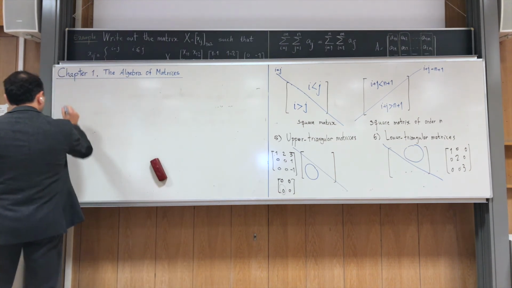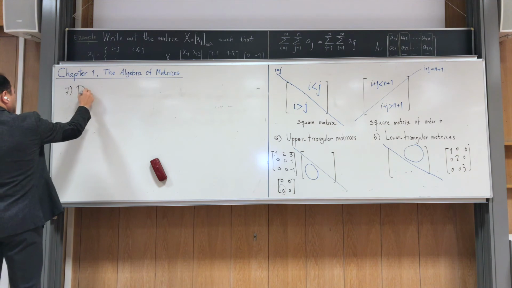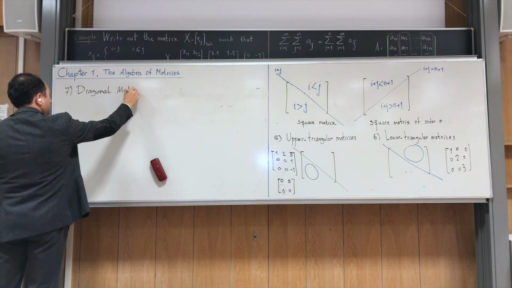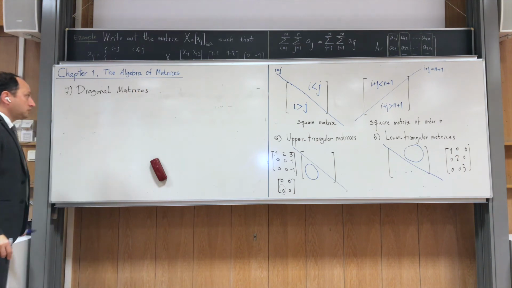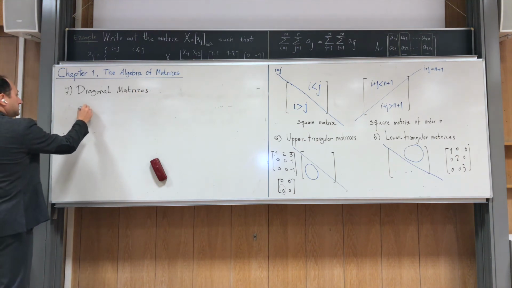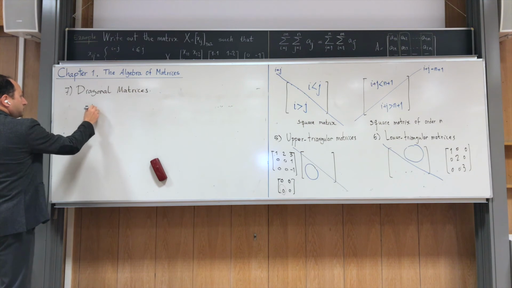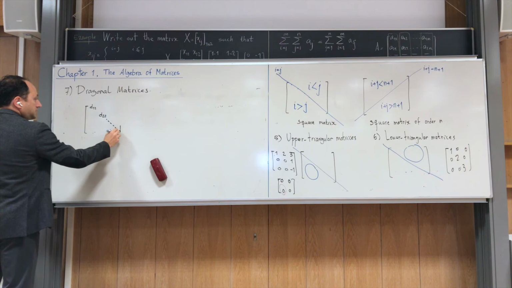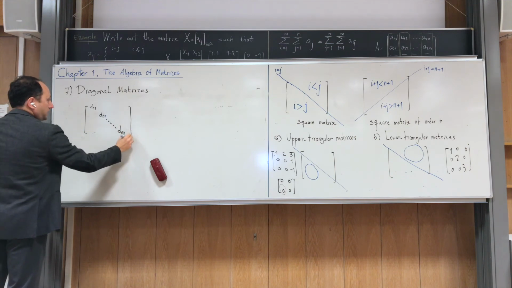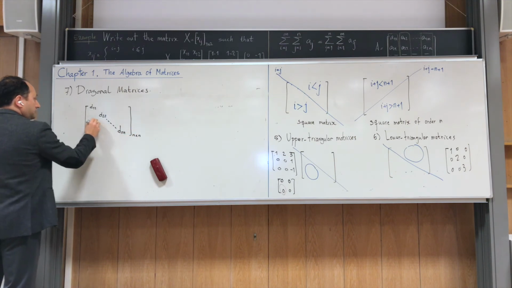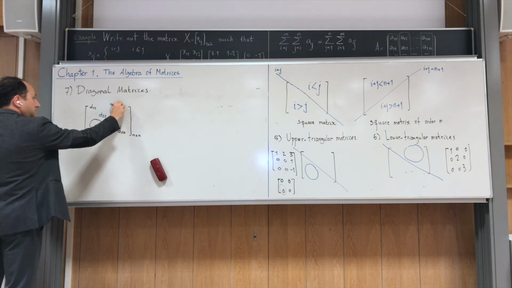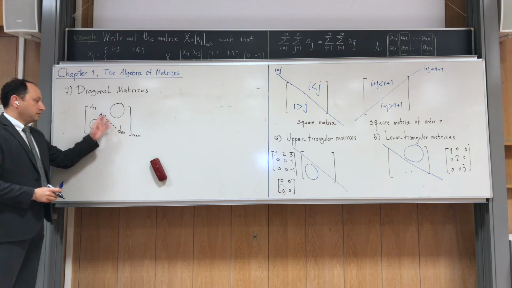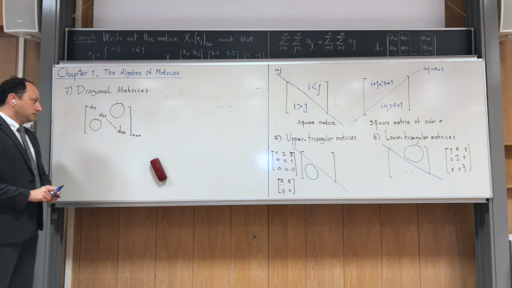So, diagonal matrices. Yes, a matrix something like this. We have, for example, D11 here, D22 here, up to say DNN, if that's an n by n matrix. And everything here is 0, everything here is 0. It doesn't necessarily mean that none of them is 0. Some of them can be 0, even all of them can be 0.